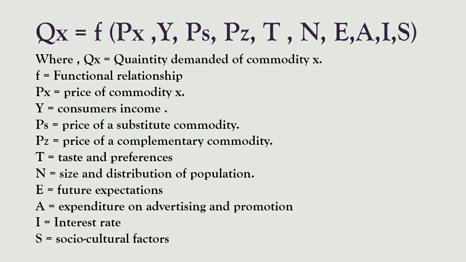And therefore, we see that whenever we are trying to study the demand function, it is basically the functional relationship between the quantity demanded for a commodity and all these other determinants. These determinants directly or indirectly affect the demand of a particular commodity.